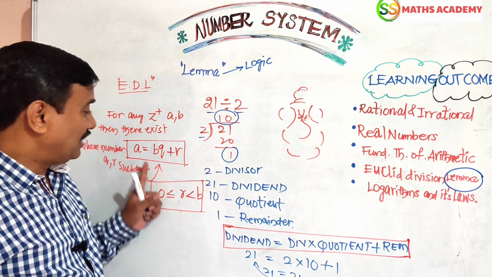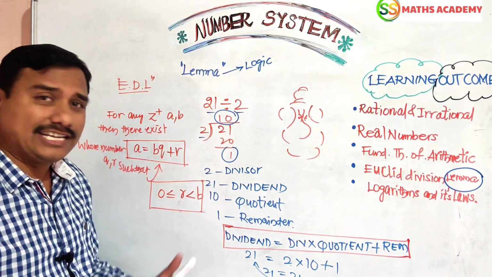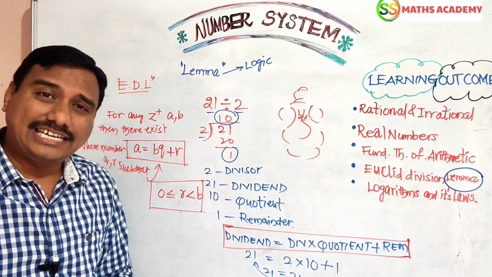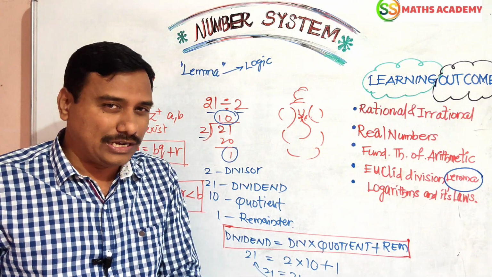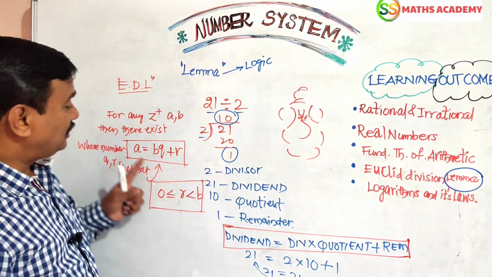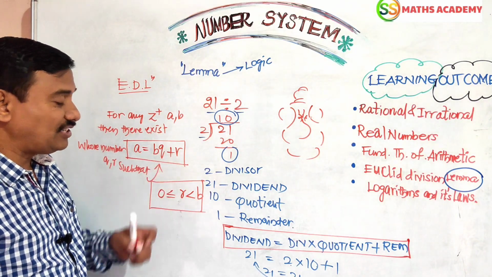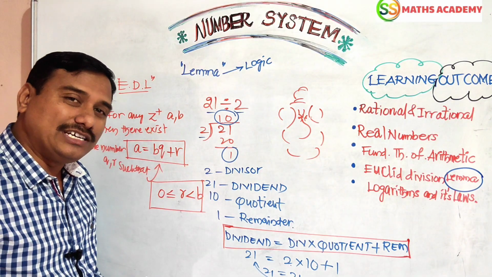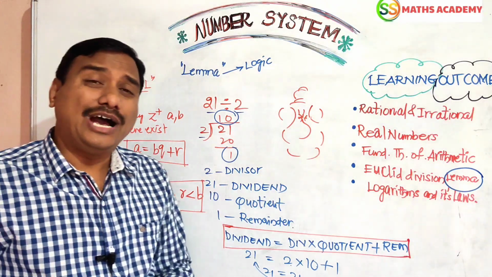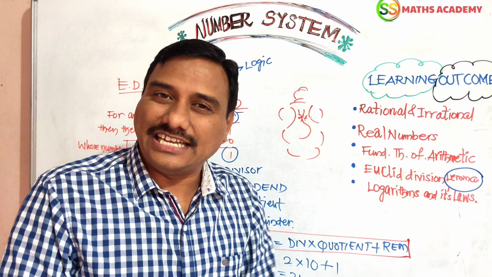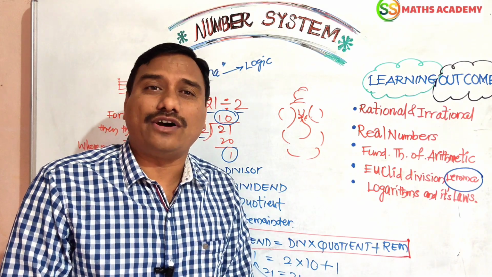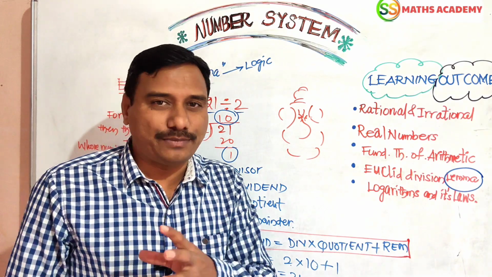Remember, my dear friends. Thus we can say that for any two positive integers, when there exist two whole numbers q, r such that a equals bq plus r, it is called Euclid division lemma. We solve the Euclid division algorithm based on Euclid division lemma to compute the HCF of any two numbers in the easiest manner.